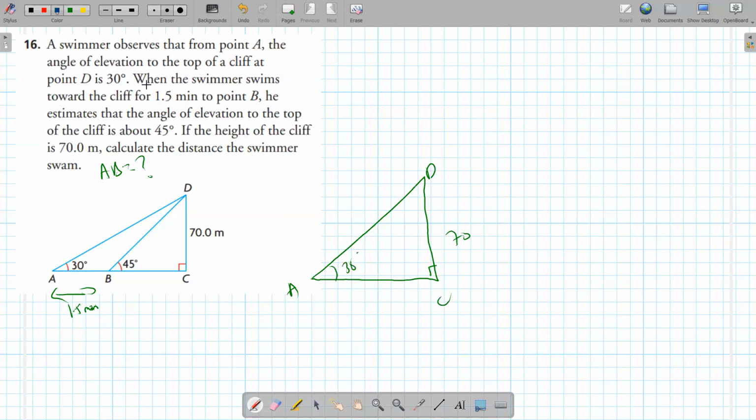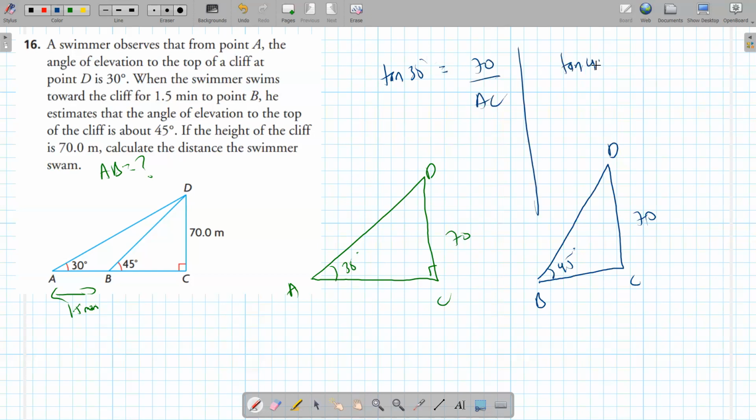So there's our first triangle. And then we have a skinnier one here with CBD, and they're both 70. To find AB, we could first find AC, right? And then we can subtract BC from that. So what do we use? Sine, cos, tan. Tan. Yes, correct. So we do tan 30 is equal to 70 over AC. On the other one, we could do tan 45 is equal to 70 over BC.